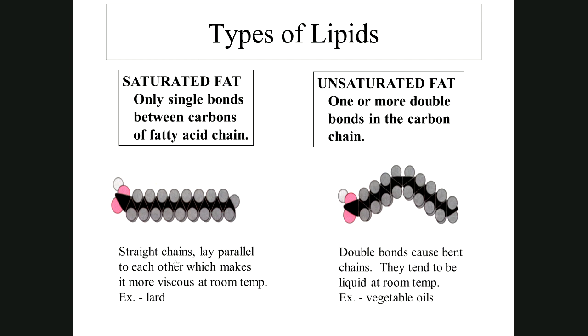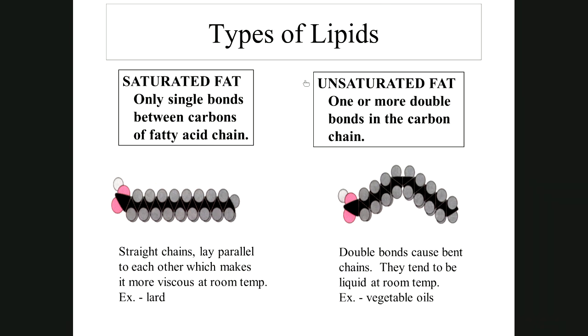So it says, and this is their example right here, long chain, there's all the hydrogens on the outside. Straight chains lay parallel to each other, which makes them more viscous at room temperature. That means it makes them thicker at room temperature, like lard. Or if you've cooked something in the skillet after you're through making it, and you've already had your supper, and you go back to clean up, and it's solid, fats in there. Those are saturated fats. Those are not good for you.